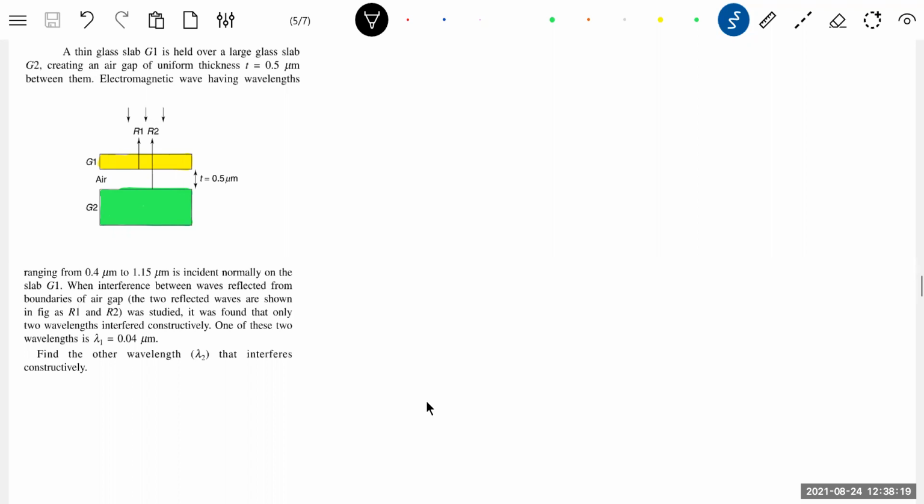Interference in thin films is part of the syllabus and very important also. There are around 10 or 12 numericals. Just work them out, they'll be sufficient. First read the question, you'll get some idea of what has to be done.